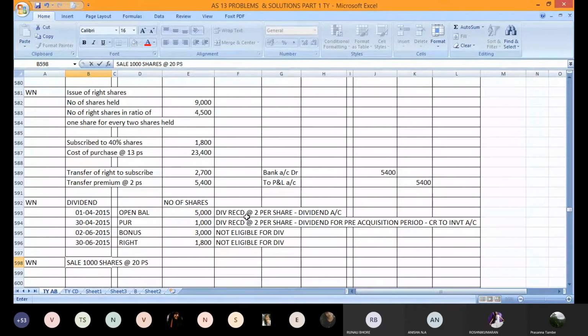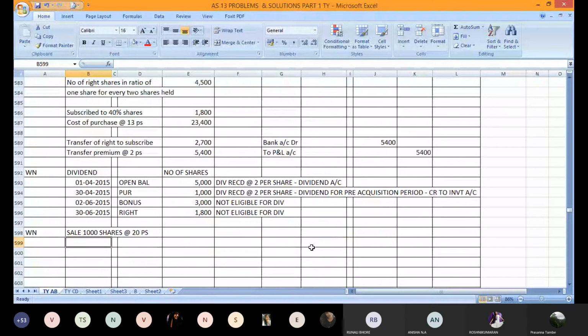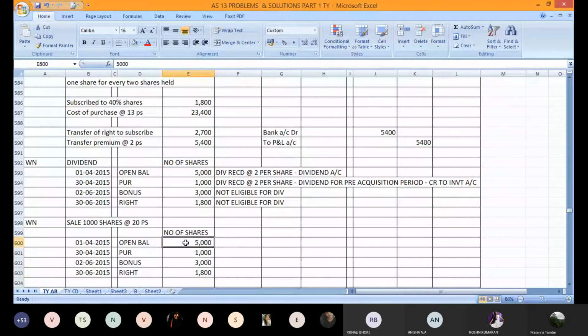Thousand shares are sold at 20 per share. Now we have to first find out what is the weighted average cost. I'll use this data only. These are the dates, so I'll copy the dates. These are the ways in which we have taken the shares. Then this is the number of shares. Copy the data. And then we have to also account for the corresponding cost.